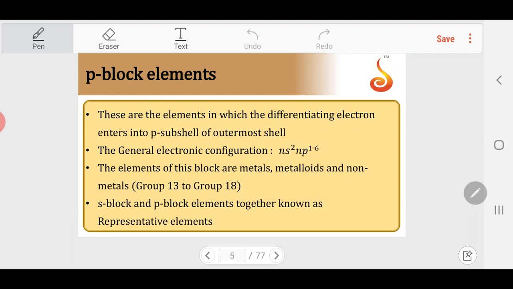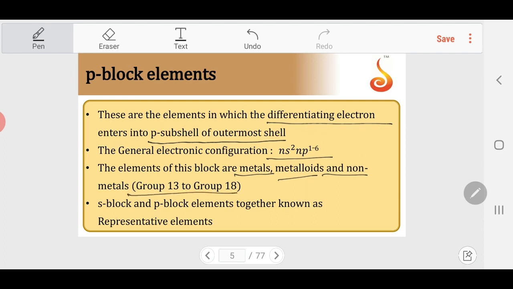P block elements are the elements in which the differentiating electron enters the P subshell of the outermost shell. So the general configuration is ns2 np1 to 6. This block contains metals, non-metals as well as metalloids. All 3 types of elements are present. There are 6 groups coming under this category, that is group 13 to group 18.